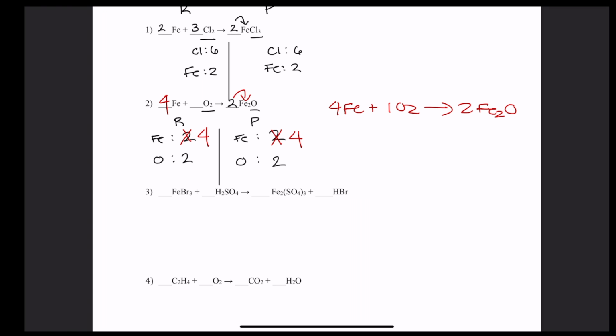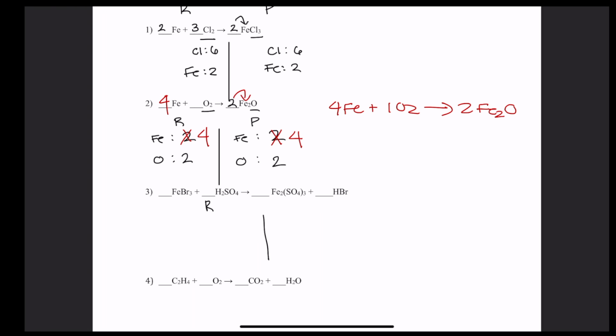Now let's go to the third question. The third question here, do you see how there's a polyatomic ion, SO4? This is, I think, sulfate. My tip is to balance polyatomic ions first. They are usually the more complicated ones.